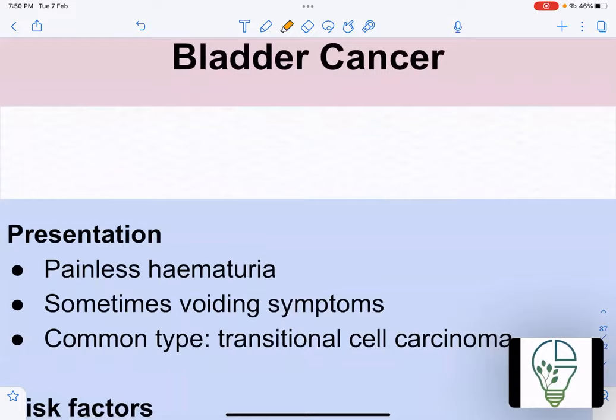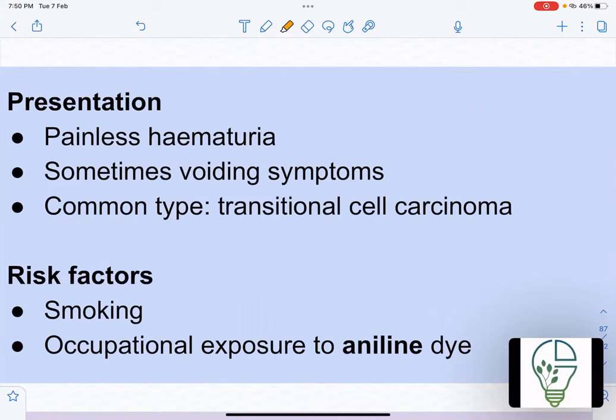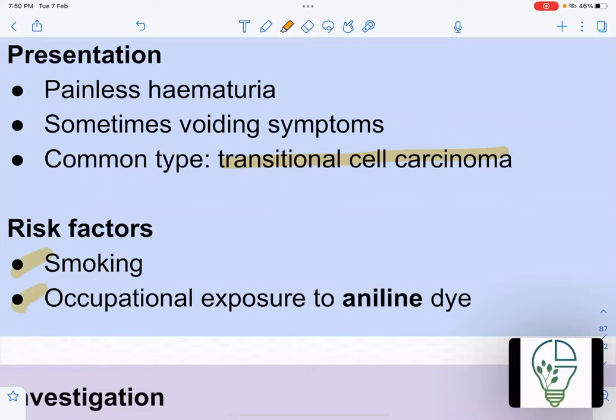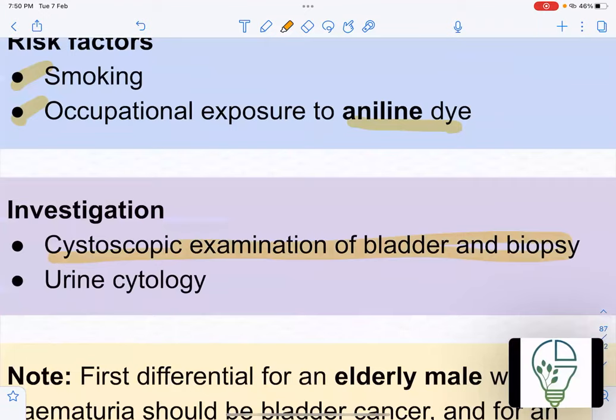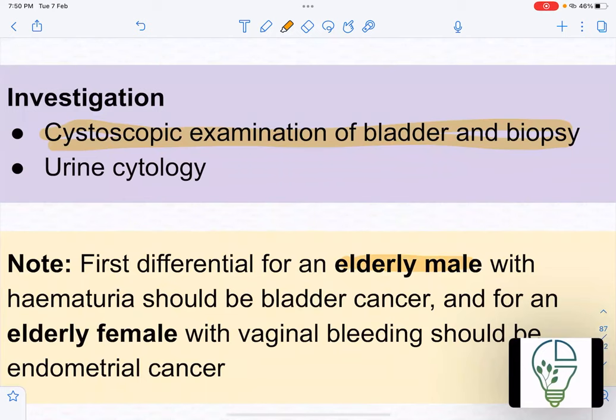Bladder cancer, what is the presentation? Painless hematuria, voiding symptoms, most common type transitional cell carcinoma. All right, risk factors: smoking, occupational hazard, especially the aniline dye. Investigation: cystoscopy of the bladder and biopsy. Second is urine cytology. First differential for an elderly male or an elderly with hematuria should be bladder cancer.